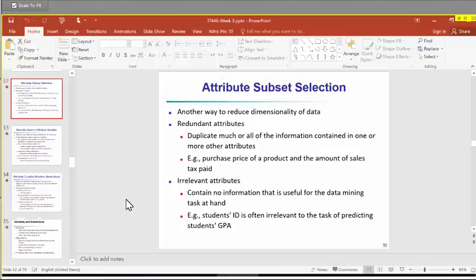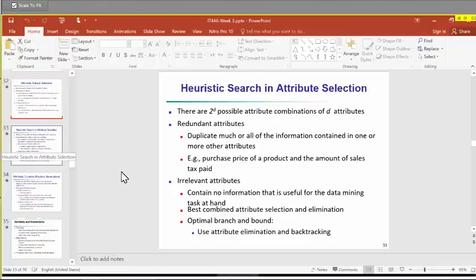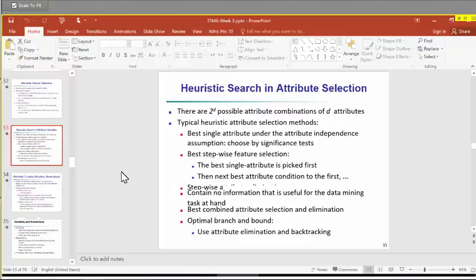Now we have to select the attributes which are relevant. We do not want to select the redundant attributes, or the irrelevant attributes. There are many techniques for attribute selection. The first one is the heuristic search technique, and there are 2^d possible attribute combinations of d attributes. Then among typical heuristic attribute selection methods, we have the best single attribute and the attribute independence assumption.